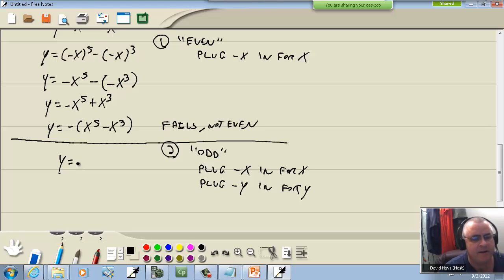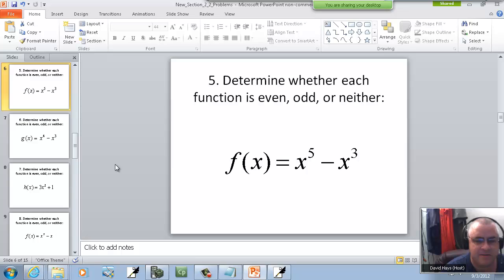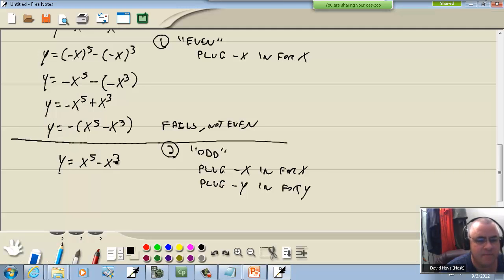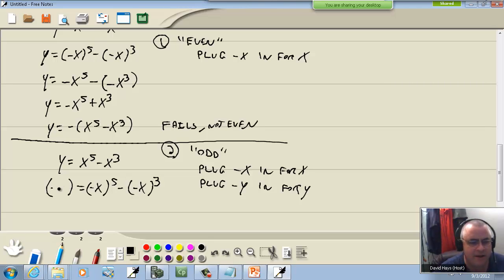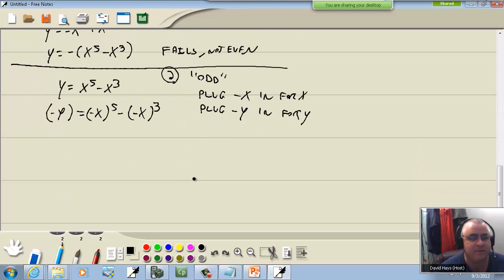Okay, so we got y equals x to the fifth minus x to the third. Where our variables are, we're going to put in parentheses. We'll plug negative x in for the x. We'll plug negative y in for the y. And now we want to see if we can, by simplification, get it to look like the original function. Well, that's just negative y. We already said that's negative x to the fifth minus negative x to the third. Same reasoning.